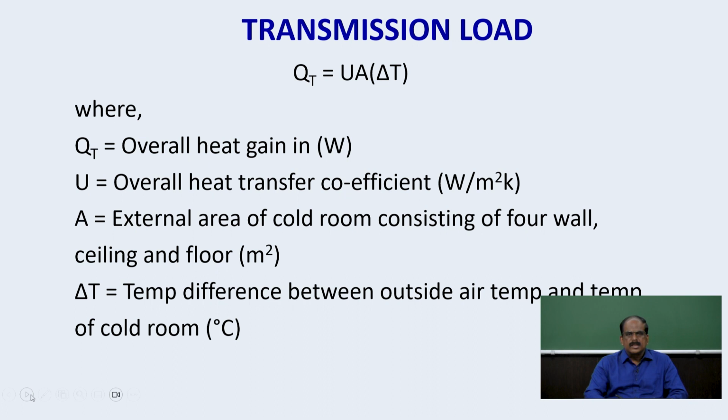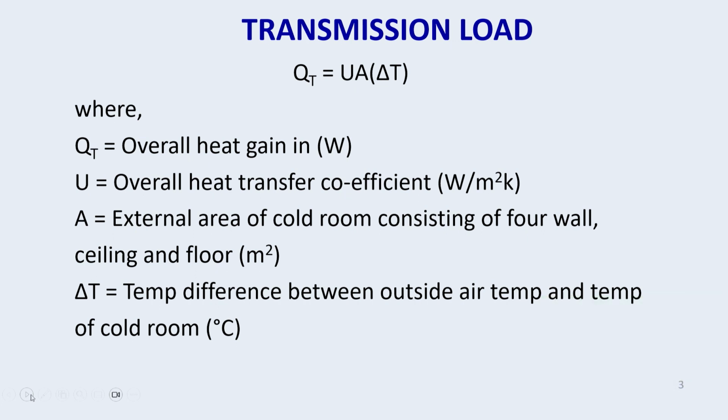Transmission load. So this is the basic equation: Q_T = U A delta T, where Q is the overall heat gain. The suffix T refers to the transmission. U is the overall heat transfer coefficient in watt per meter square Kelvin or degree centigrade. A is the external area of the cold room consisting of 4 walls, ceiling and floor.